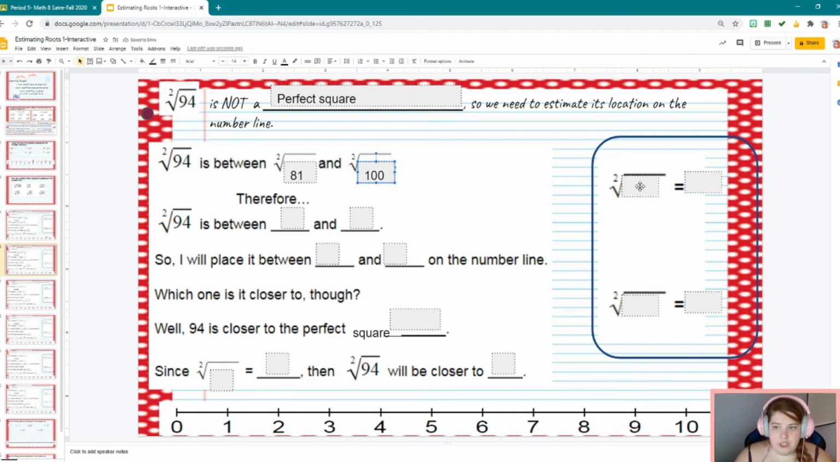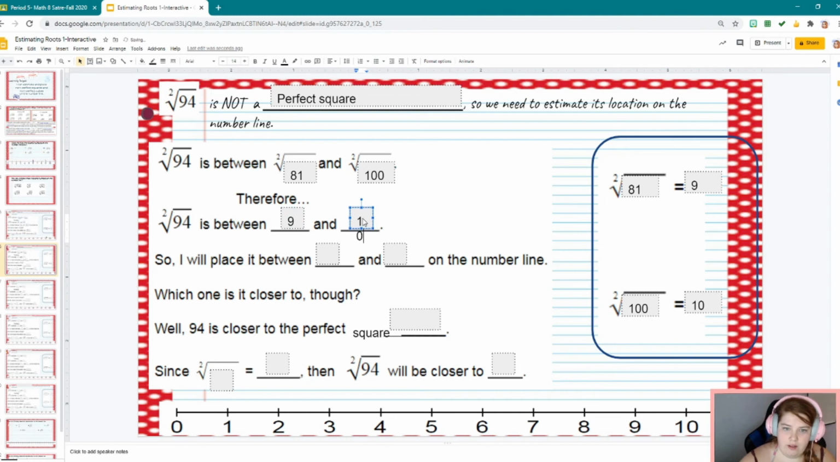Now, with this information, I'm going to figure out what integers my root is between. The square root of 81 is 9 because 9 times 9 is 81. The square root of 100 is 10 because 10 times 10 is 100. So this one is also between 9 and 10. So we're going to place it on the number line between 9 and 10.